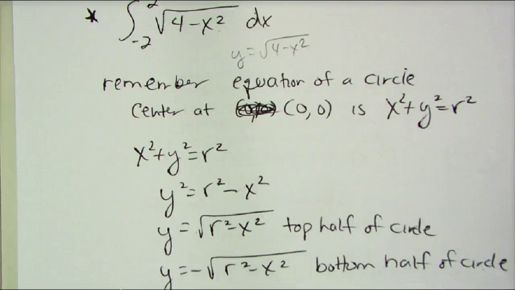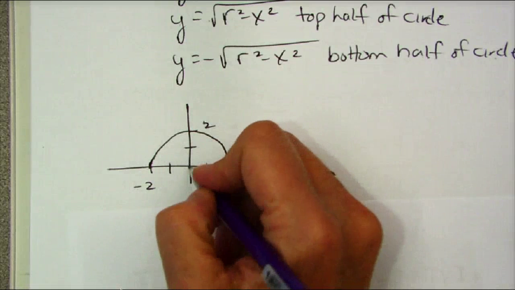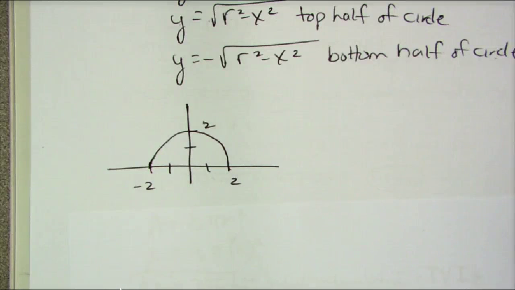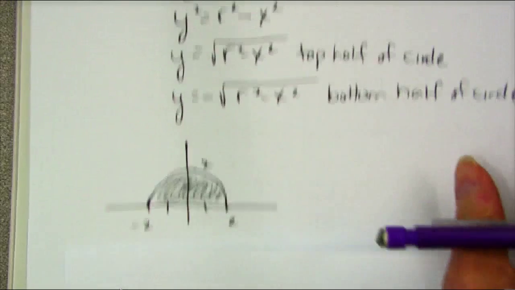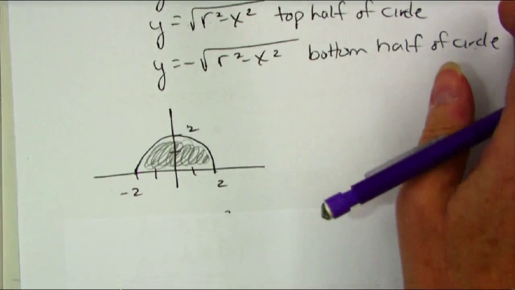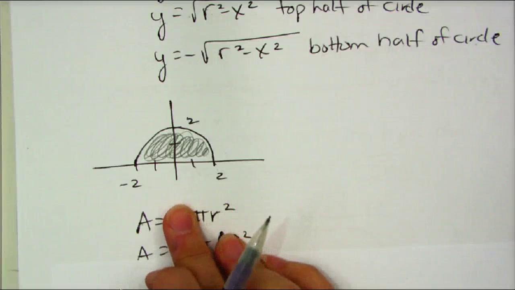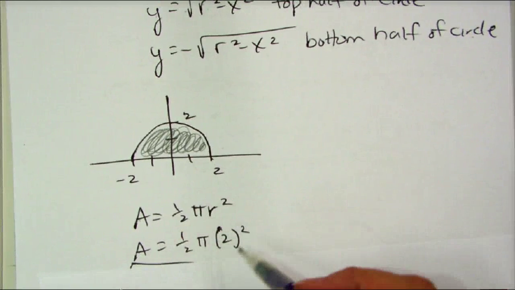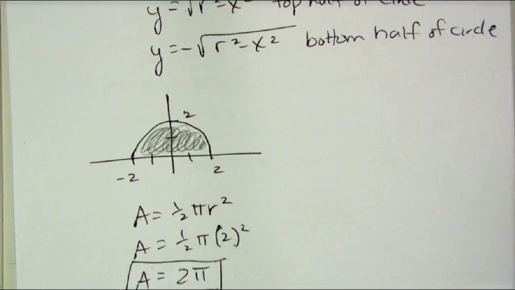I am now ready to draw this. So there is the top half of my circle, centered at 0, 0, with a radius of 2, and it connects at the lower bound and the upper bound, -2 to 2. Now what am I supposed to do? I'm supposed to find the area underneath the curve, because that's what the definite integral is. Well, I don't have a formula for half, but if I take a circle, which is pi r squared, times 1/2, that will be the top half. All I need for that equation is the radius, which happens to be 2. So 1/2 pi times 2 squared is 2 pi. Thank you.